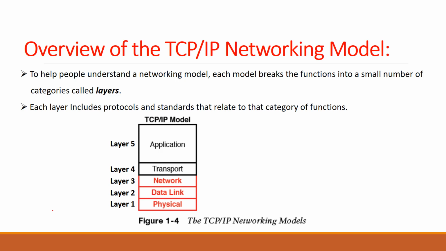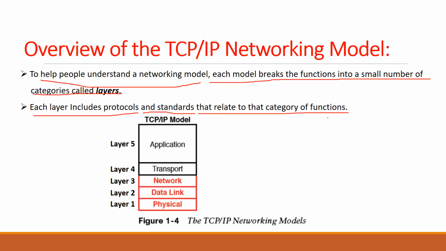So as an overview of the TCP/IP, to help people understand a networking model, each model breaks the functions into a small number of categories called layers, to make it easy to understand, number one, and to make it organized for each host connected to the internet to follow the layers. And each layer includes protocols and standards that relate to that category of functions.